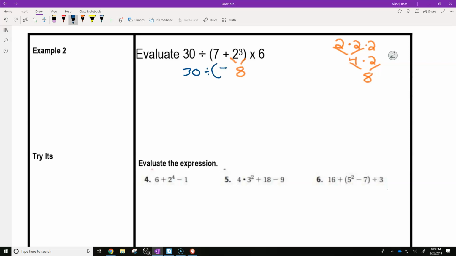7 plus 8, and nothing else changes. I have no exponents, but I still have my parentheses or brackets. So I simplify. 7 plus 8 is 15. Each time I rewrite my equation.